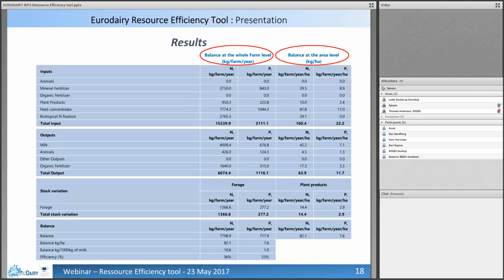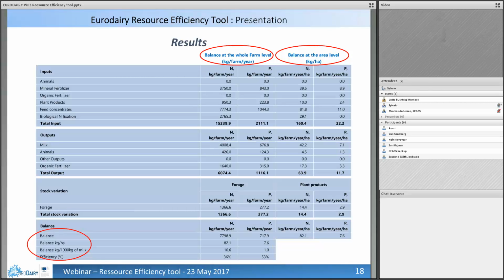And at least you have the final indicators considering the balance expressed in kilograms per hectare and per ton of milk, and the nitrogen efficiency. For example, here you have a mineral balance of 82 kilograms per hectare on the dairy farm, and this balance expressed per ton of milk is about 10.6 kilograms, and the nitrogen efficiency is about 36%.